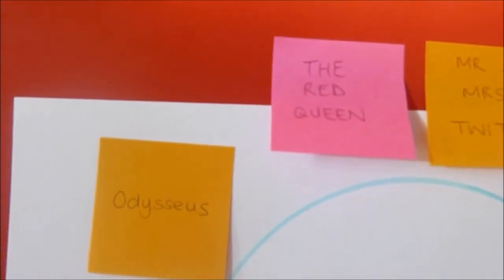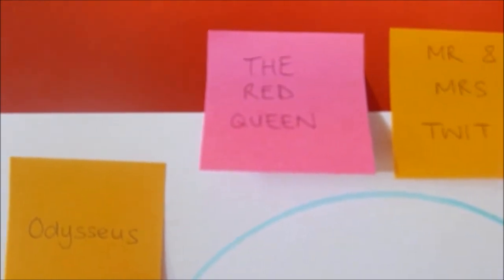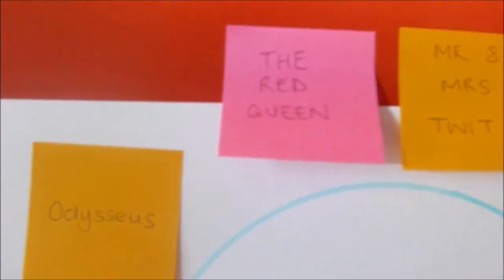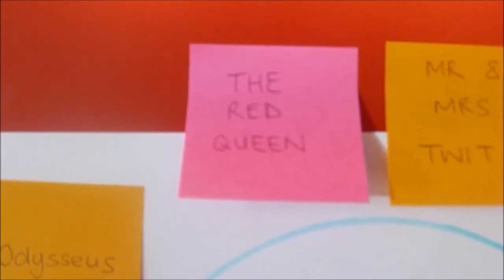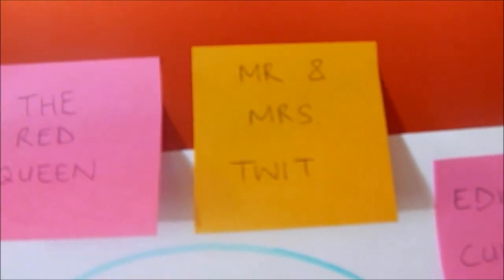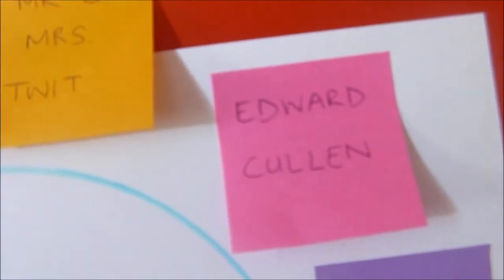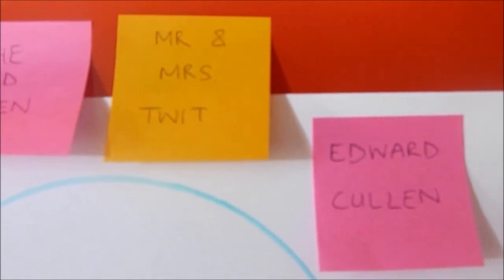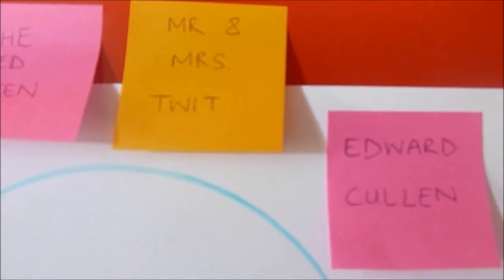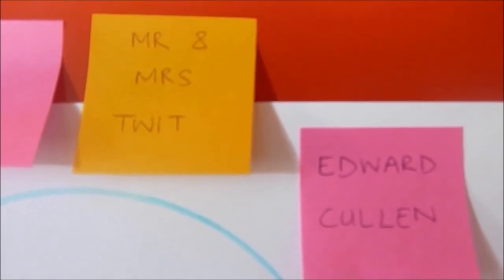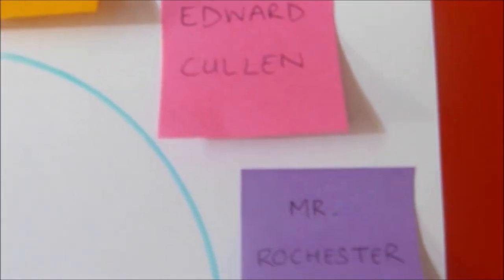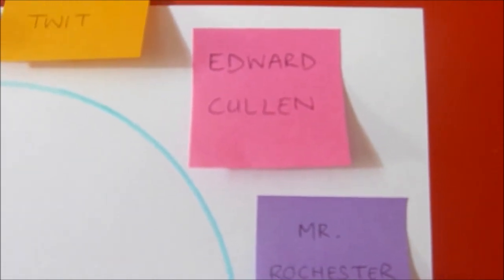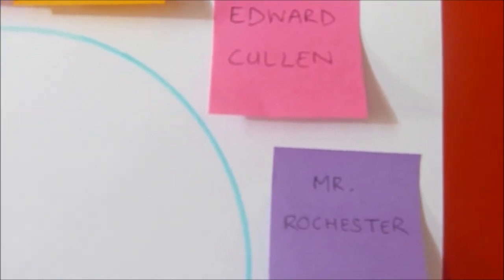Next to Odysseus is the Red Queen, and the Red Queen is in between Mr. and Mrs. Twit and Odysseus. I think she would be very uncomfortable there and would just be shouting the whole time, and that would be awesome. Mr. and Mrs. Twit would be next to each other, and then Edward would be next to them. I have no idea how he would deal with them. I'm sure he'd be polite, but we'll see. Well, we won't actually see, but you know what I mean. And then next to Edward Cullen is Mr. Rochester, because I feel like they would get on well.